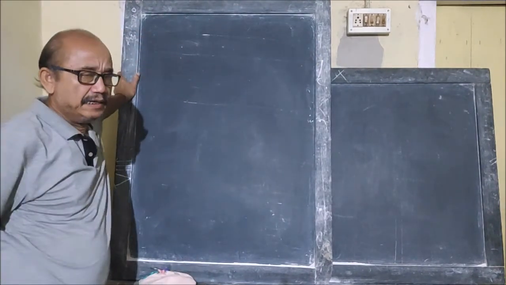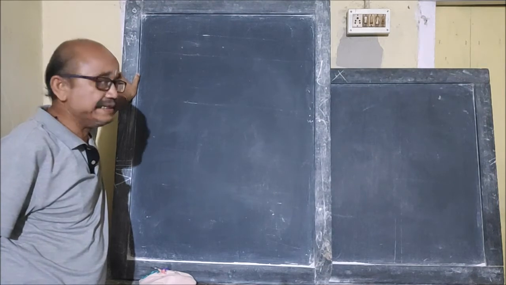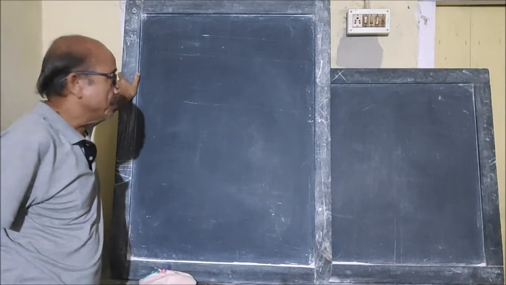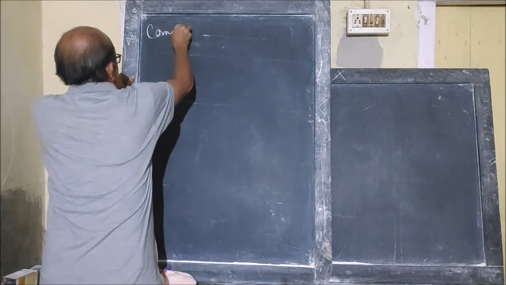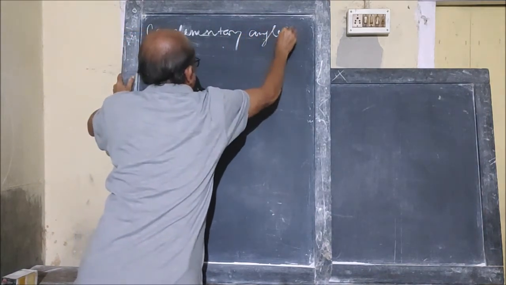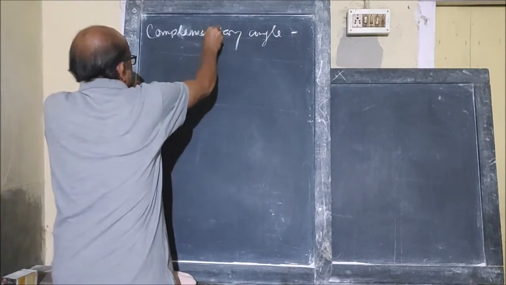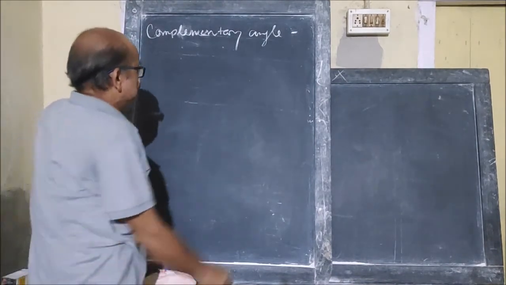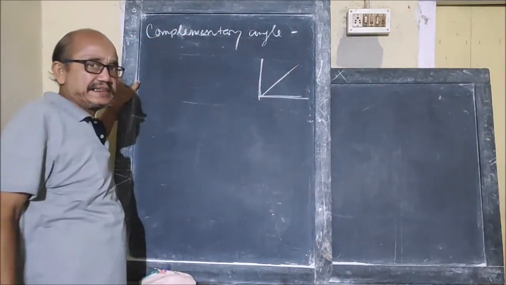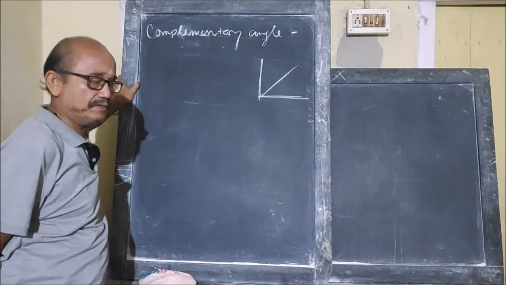Now, another part: we have already discussed adjacent angles and linear pair of angles. The next angle is what? Complementary angle. Now you see here. Complementary means what? It is also adjacent angles, but not a linear pair of angles.